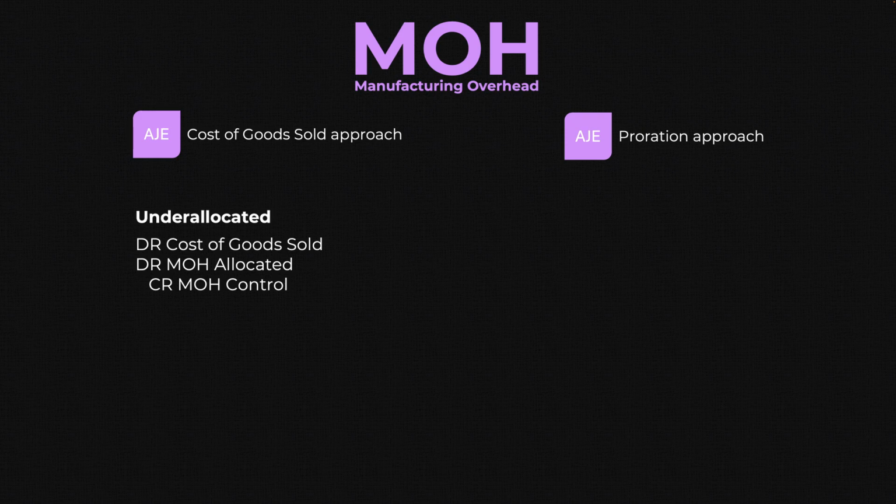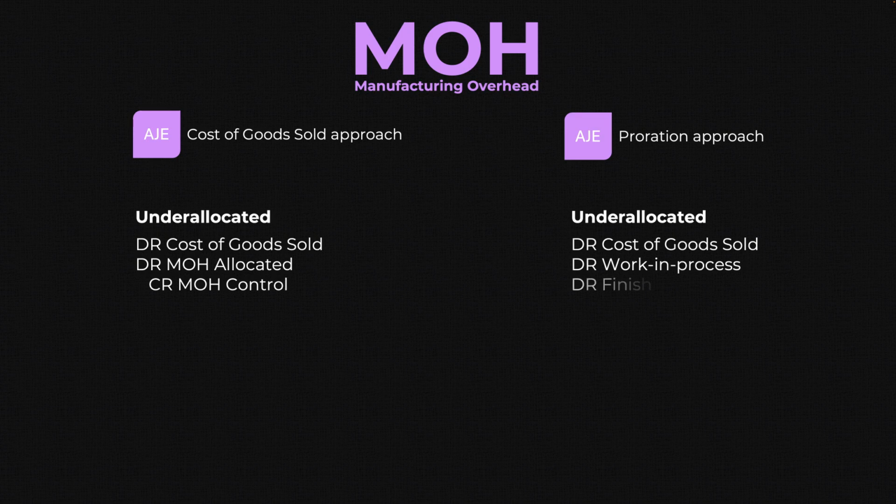that account to zero. The proration approach is on the right, and if manufacturing overhead is underallocated, the adjusting journal entry takes the following form. We debit the cost of goods sold to increase it because we were underallocated. We would also debit the other impacted accounts. We would debit work in process to increase that, and we would debit finished goods inventory to increase that. Then we would debit MOH allocated to close it to zero, and we would credit MOH control or actual to close that to zero.